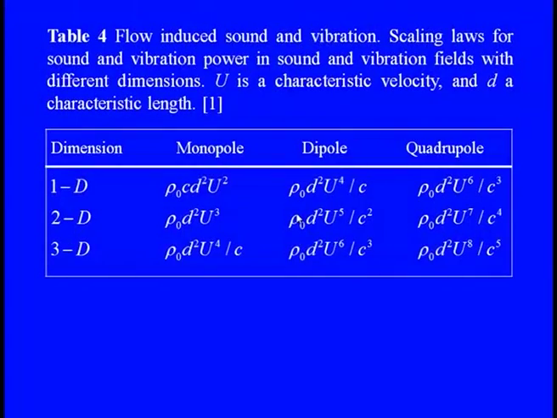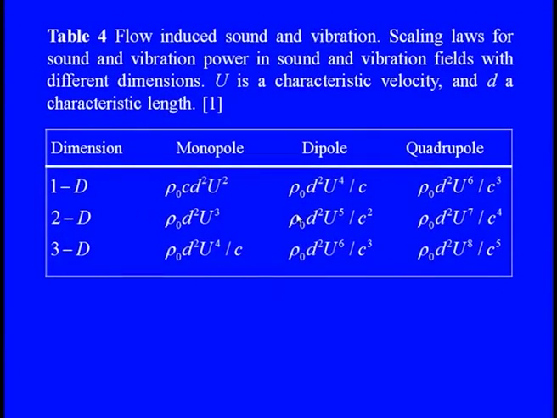Then this table is clearly showing that when we have the one dimensional feature, the monopole power varies with u as rho 0 d square u square, and as we move to 2 dimensional and 3 dimensional, there is a clear impact in the velocity formation, and we have rho 0 d square u cube. And even in 3D, the scaling law clearly says that our characteristic velocity feature is now varying with u4 by c.